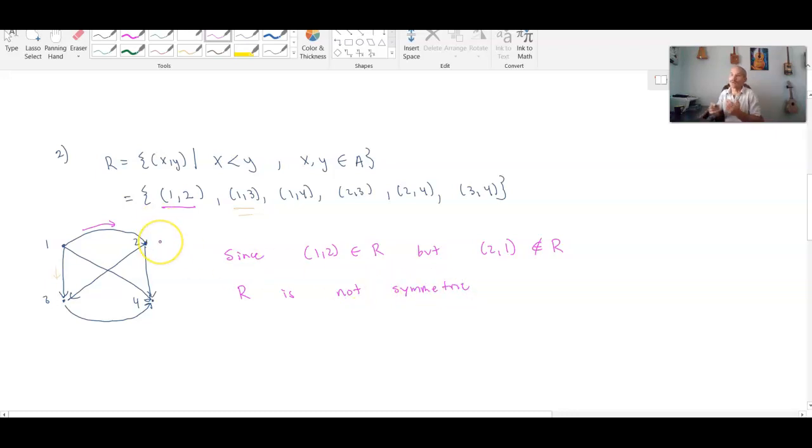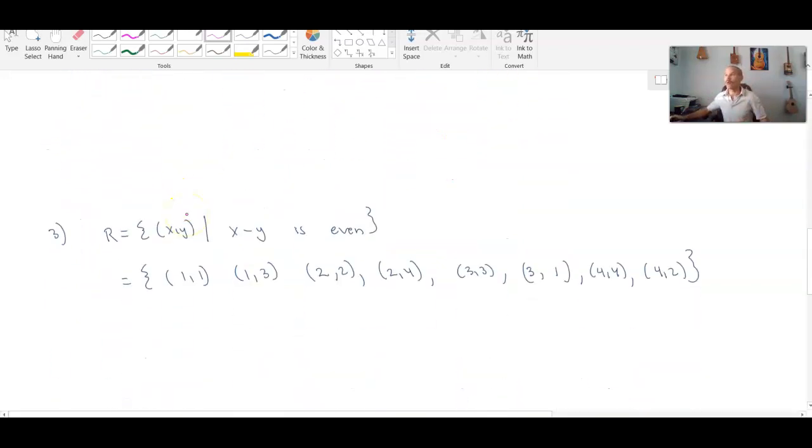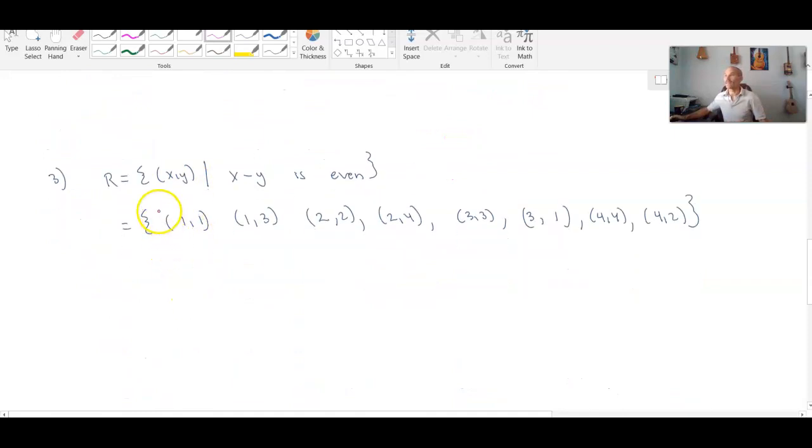So in the schematic, we should see that if an element of a node points to another node, then that other node should point back to the first node for all such pairings. Now we can also look at the differences between elements. For all elements x, y, if x minus y is even, then that's going to be an element in the set. Now we listed out all the pairs right here.